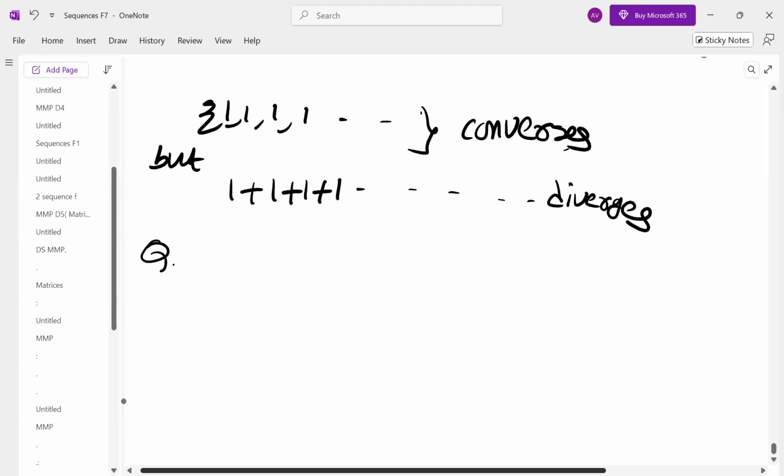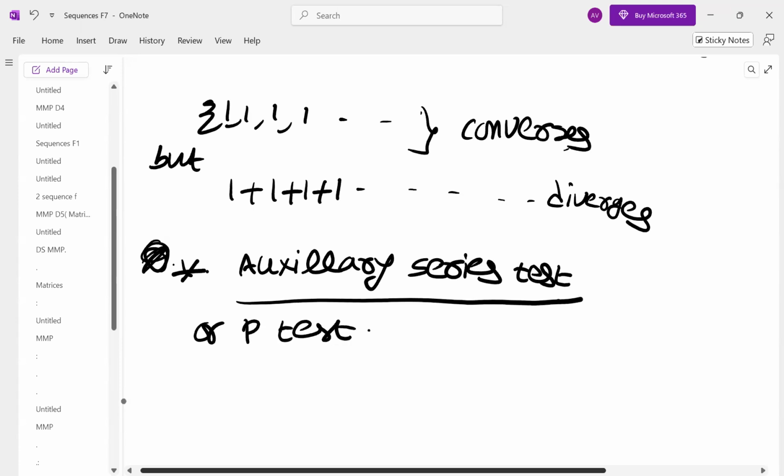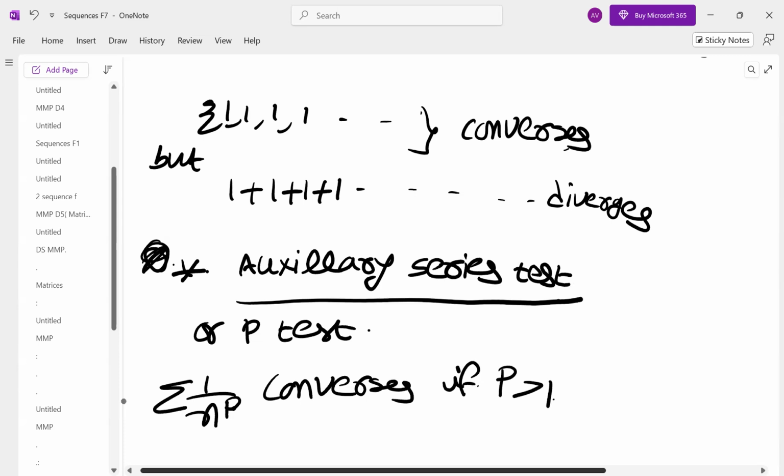Let us go for another test, which is the auxiliary series test. Whenever you get limit un equal to 0, you need to apply any one of these tests. It is also called the P test. What is it? Summation 1 by n power p converges if p is greater than 1, and diverges if p is less than or equal to 1.